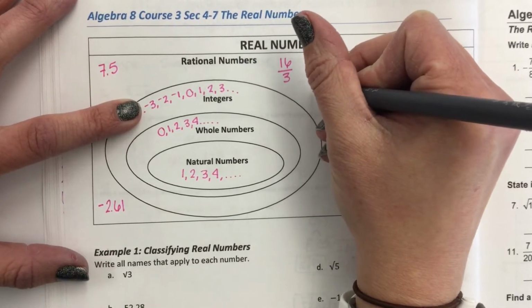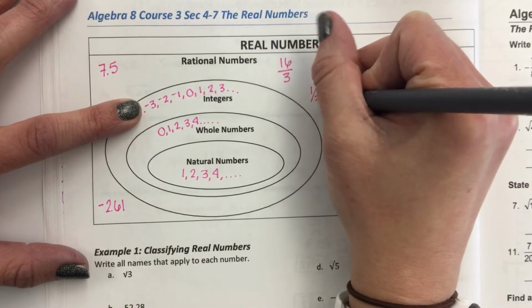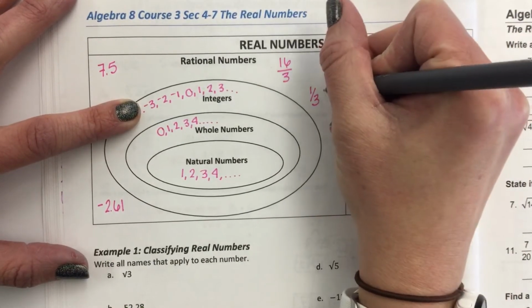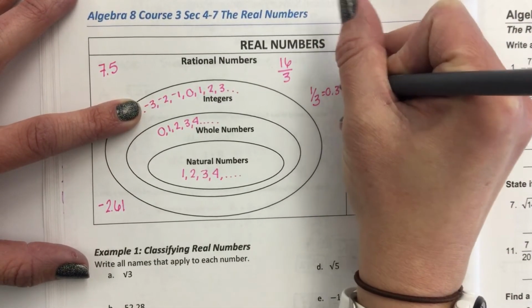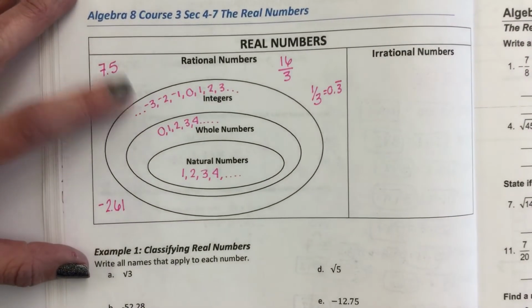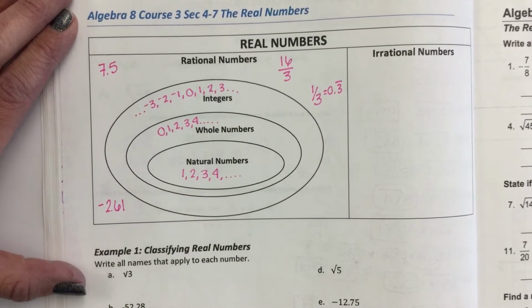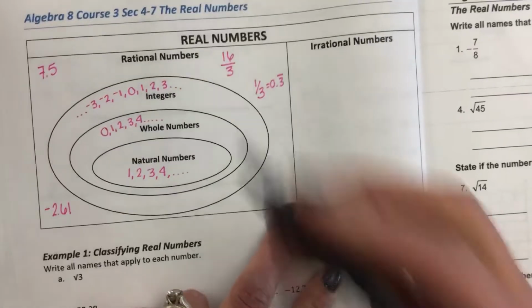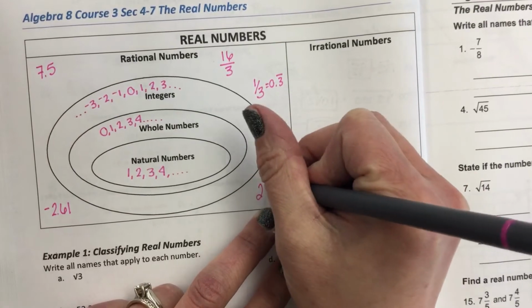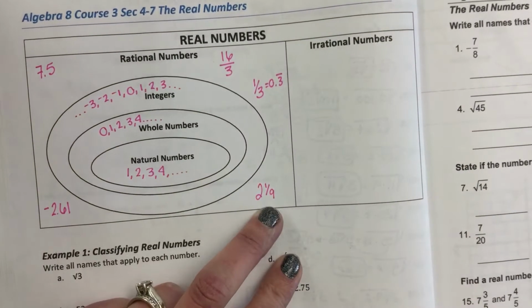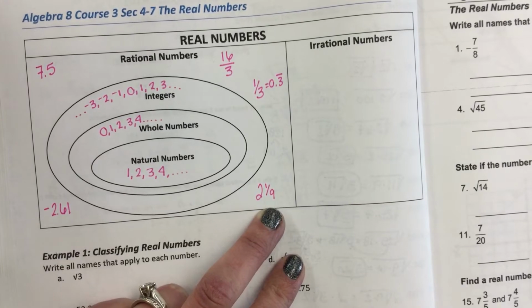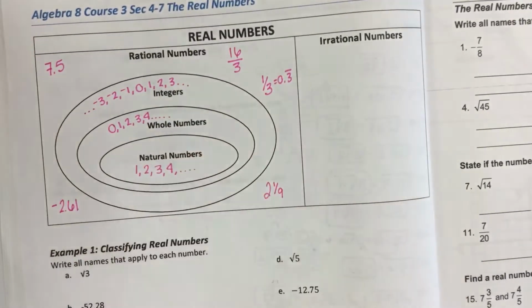In this category, we'll also have repeating decimals like 1/3, or this could be 0.3 repeating. Like I said, we can have negatives, anything that can be expressed as a fraction or a decimal. We could have mixed numbers, so like 2 1/9. But there are some numbers that are not going to be rational, and those are going to be our irrational numbers, and there's only a few.